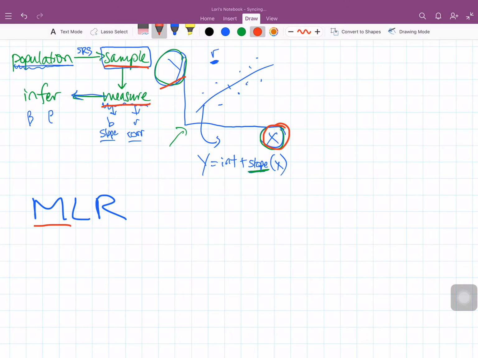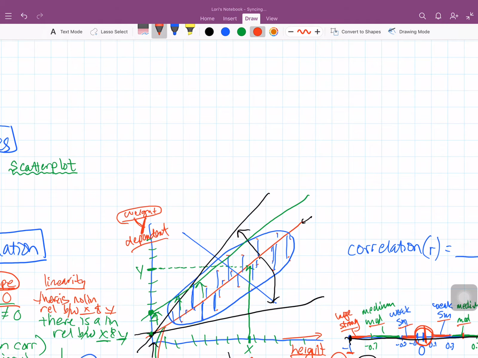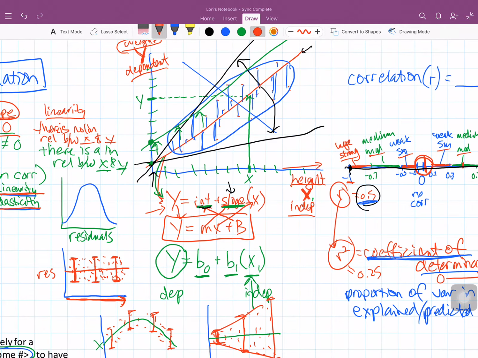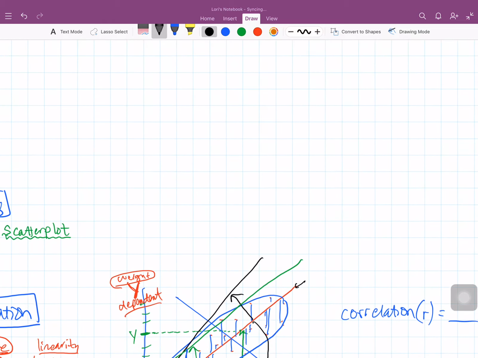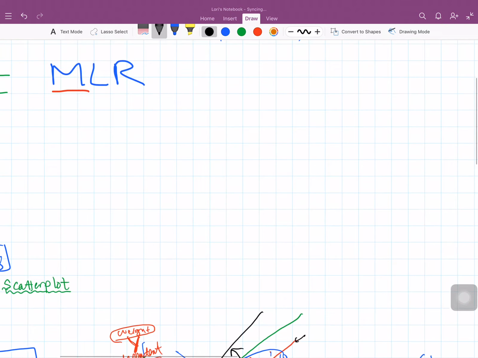And so we learned before that in this equation, y is equal to the intercept plus the slope times x. The main thing that we're going to be doing differently now is that instead of having one slope times x, we're going to have multiple slopes times multiple x's. In other words, we're going to have multiple predictor variables. So here we are in multiple linear regression.